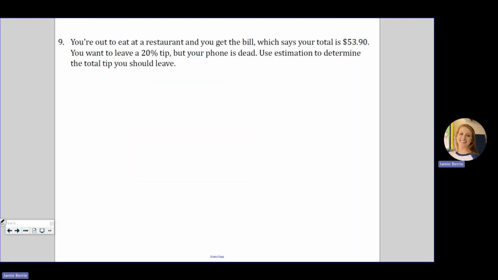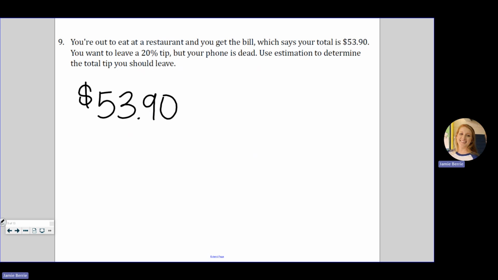This one, I don't think I'm gonna put the tip question on the test, but I did see lots of people struggling with this one on the homework, so I do wanna go over this one with you. It says you're out at a restaurant and you get the bill, it says your total is $53.90. You want to leave a 20% tip, but your phone is dead. Use estimation to determine the total tip you should leave.